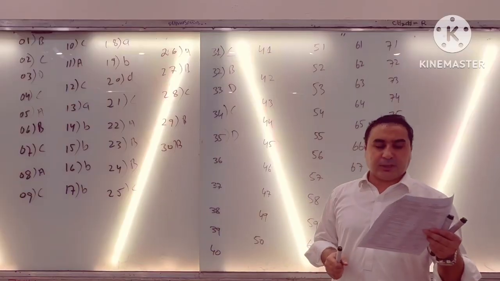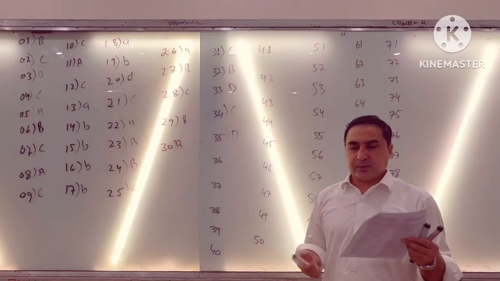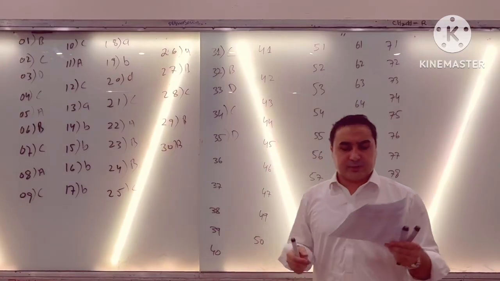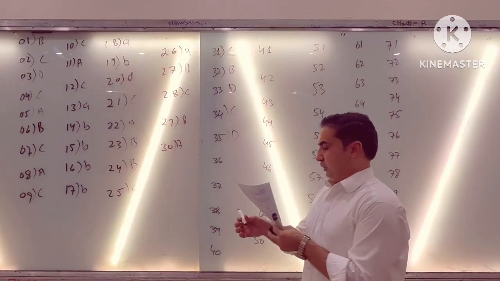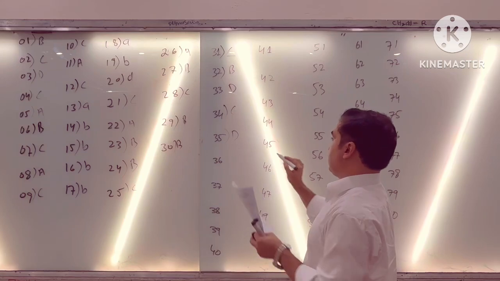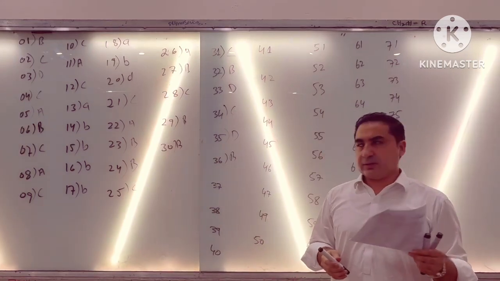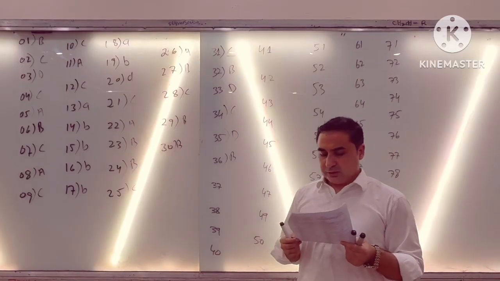Next MCQ: the type of bone cell which dissolves minerals in bone matrix. The bone-forming cell is the osteoblast. The bone-dissolving cell is the osteoclast. So the correct option is B. Osteoclast is the bone-dissolving cell responsible for bone demineralization.